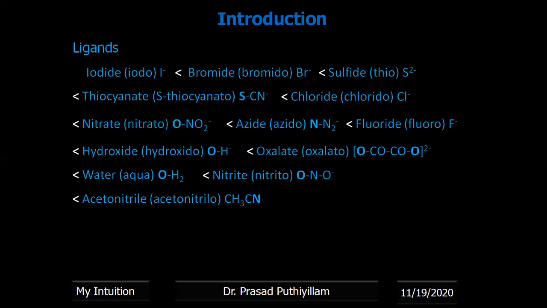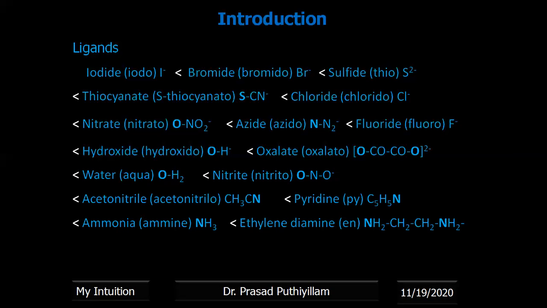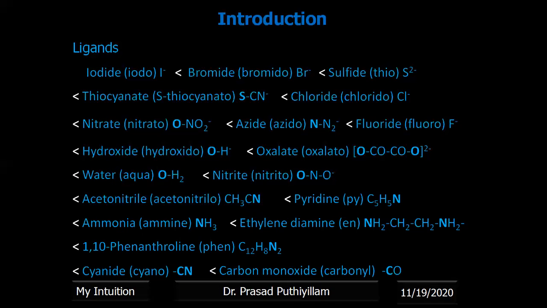Then acetonitrile or acetonitrilo, CH3CN, which is neutral. Pyridine, ammonia, ethylene diamine, NH2CH2CH2NH2, which is a bidentate ligand. 1,10-phenanthroline, phen, C12H8N2. Then comes cyanide, CN. Cyanide is also a monodentate ligand. It can also form a bridge between metals. Then last comes carbon monoxide or carbonyl, CO. It is a neutral ligand. It's a monodentate, and it can also form bridge structures.